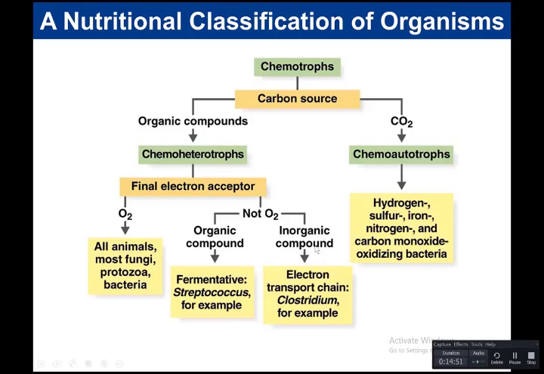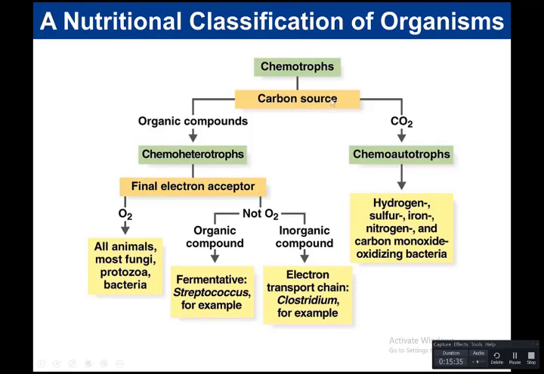Some will use an inorganic compound as the final electron acceptor, but that final electron acceptor is not oxygen. These organisms will still use an electron transport chain, and an example of this would be Clostridium. So organisms in this category might use something like nitrate, NO3-. They might use sulfate, SO4 2-. They might use carbonate, etc. Those are all inorganic compounds. They still use an electron transport chain, but that final electron acceptor is not oxygen. And so again, you're going to learn more about this when we talk about metabolism.